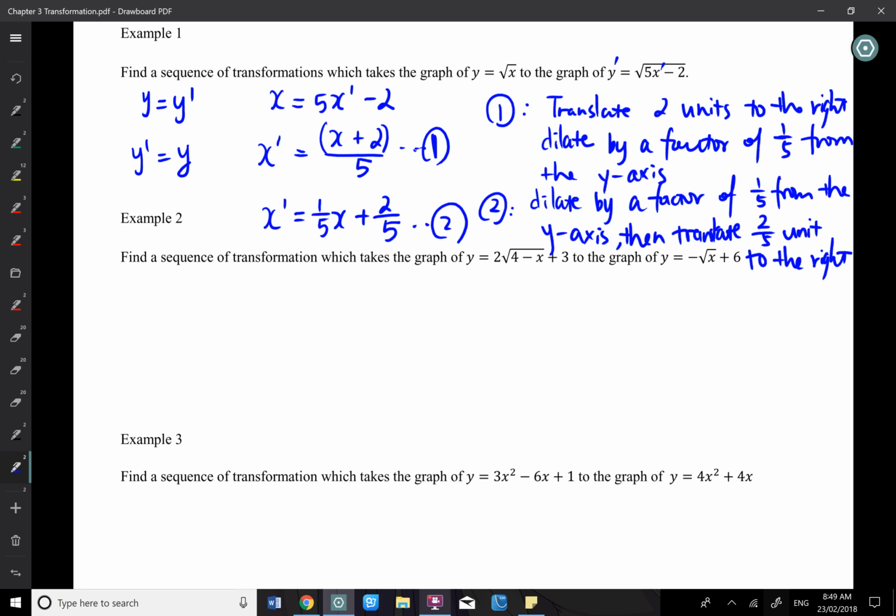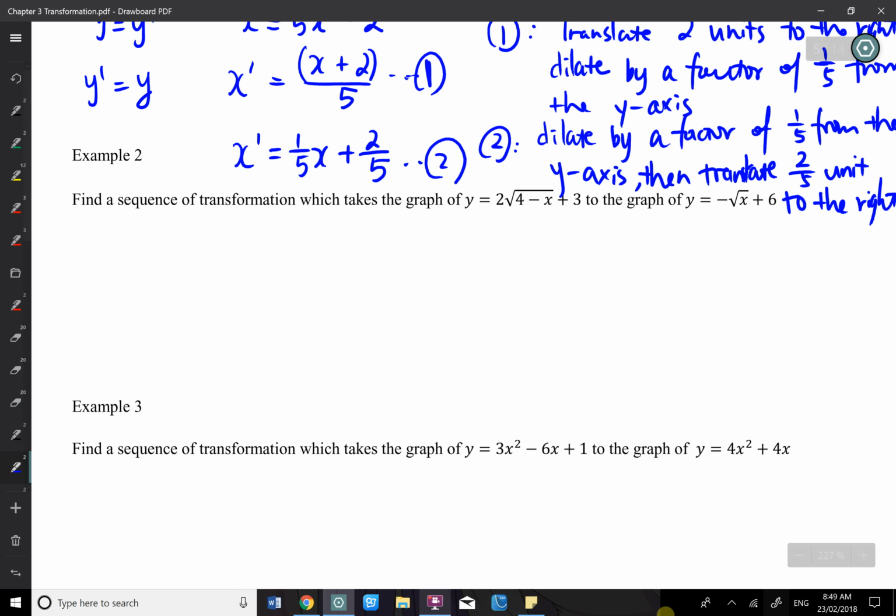So that they are the same result. They have the same result, but the order is important. If you change the order, the translation unit will change. We accept both answers as long as you write in the same order. Okay, you say translation first and then dilation, or you say dilation first and then give the correct translation units. Well, you can't just say dilation by factor 1/5 and translation 2 units, it is not working. Must follow the correct order and then give the correct dilation and translation units. Okay, that's the first one.